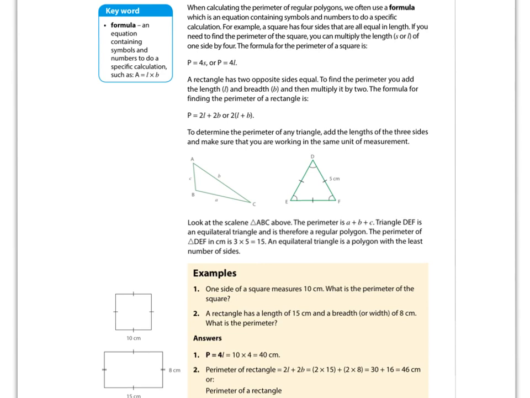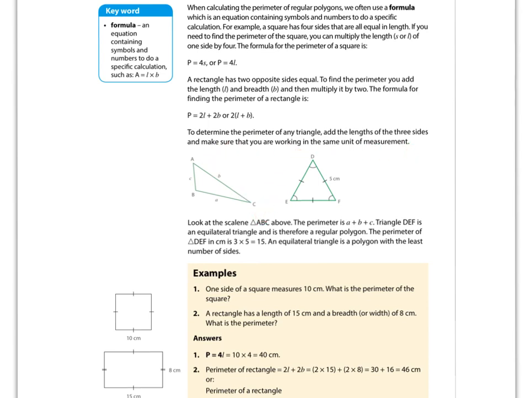So if you have a square and it is a regular shape, we are able to say that the perimeter of a square is 4 times S or 4 times L, whatever you call the sides, either S or L. And then a rectangle, because it has 2 pairs of opposite sides that match, we can say the perimeter is 2 L's plus 2 B's, 2 lengths plus 2 breadths, or we can simplify it by saying it's 2 of L plus B. Then to determine the perimeter of any triangle, add the lengths of the 3 sides and make sure that you are working with the same unit of measurement.